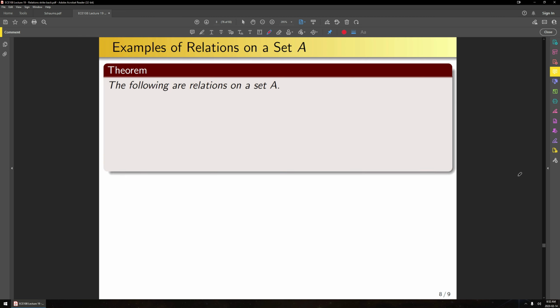Okay, so let's go on to the next slide real quick. So the following of these guys are special types of relations. And I've introduced these earlier in the class, well, some of them. The null set is always going to be a relation, right? The null set's always a subset of A cross A. And that's just going to be called the empty relation or the null relation, okay?